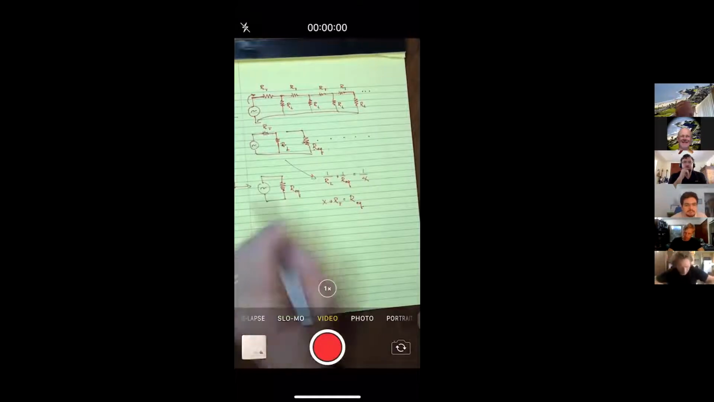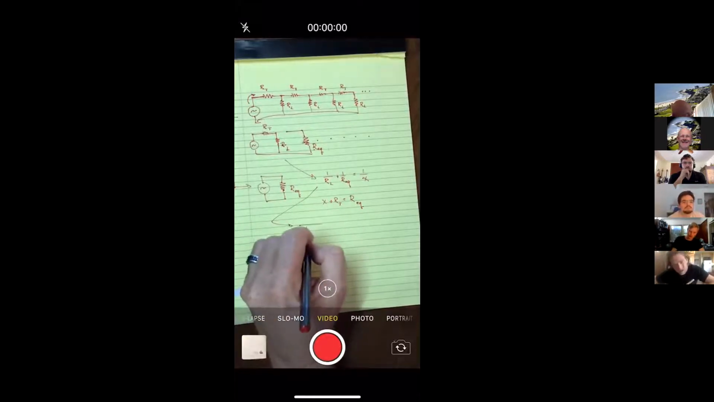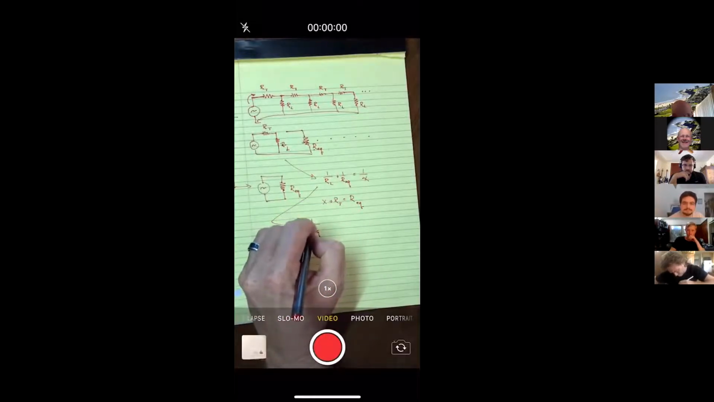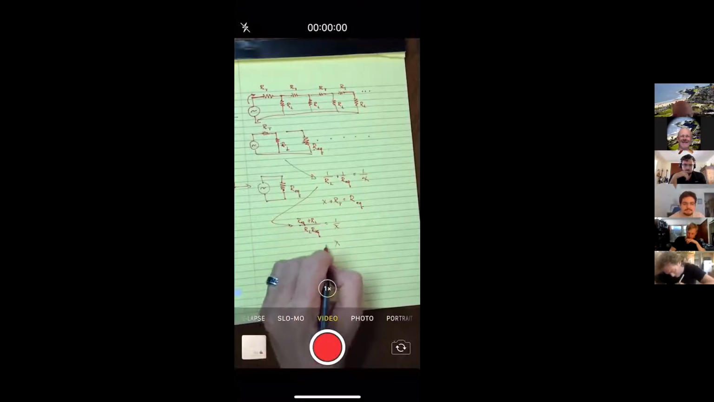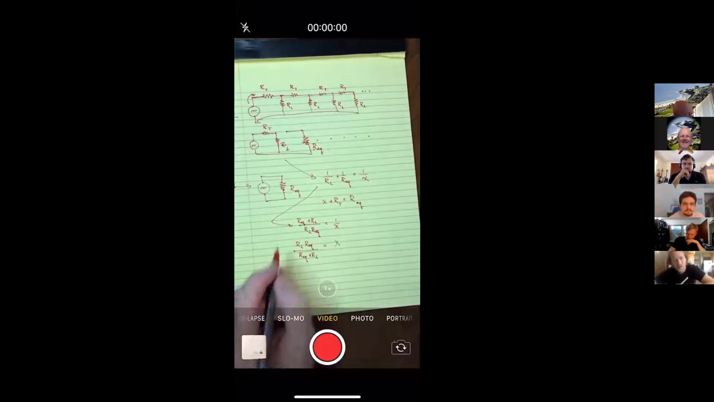So here's what I'm going to do. I'm going to take this first equation and solve for X. So let me work that out first. I guess I'd have a common denominator of RL over R equivalent. And this would make R equivalent plus RL equal 1 over X. Then I'll flip it and get X equals R load, R equivalent over R equivalent plus R load.